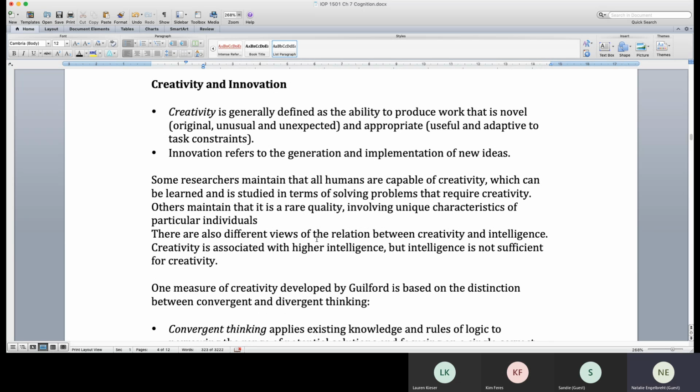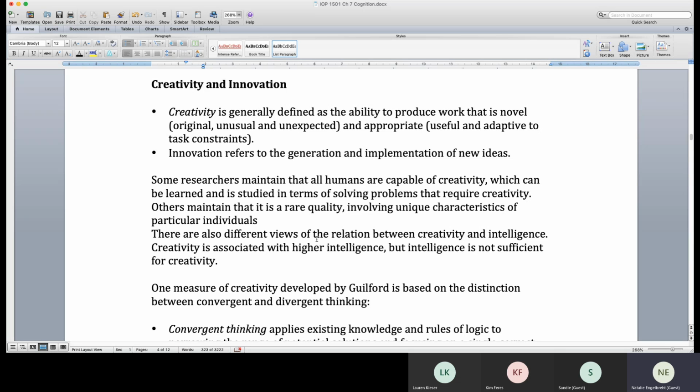Creativity and innovation. Is it one and the same thing? Is the one dependent on the other? Can you have creativity with no innovation? Can you have innovation with no creativity? Creativity is generally defined as the ability to produce work that is novel. So it is original, it is unusual, and unexpected. So it is novel, it is appropriate, it can be used and adapted to task constraints. That is creativity's definition.